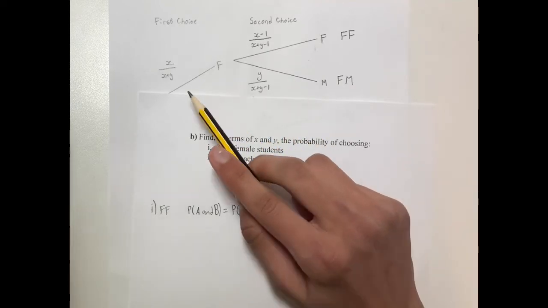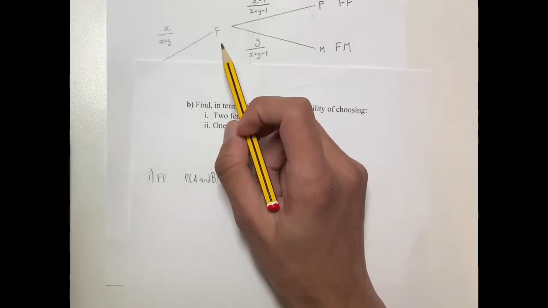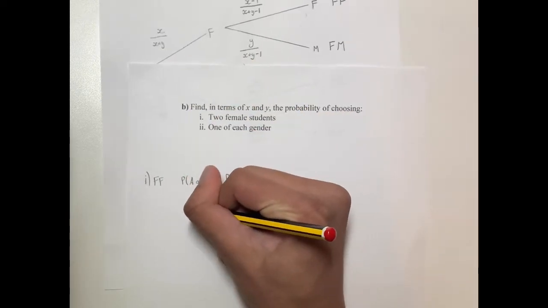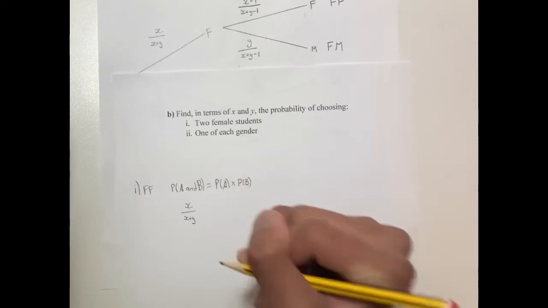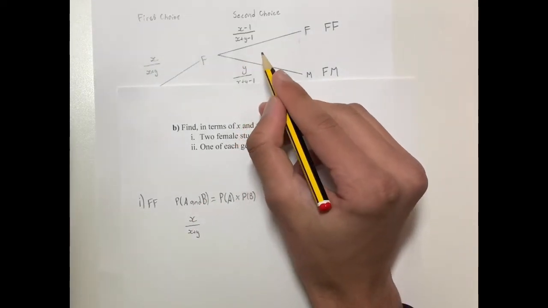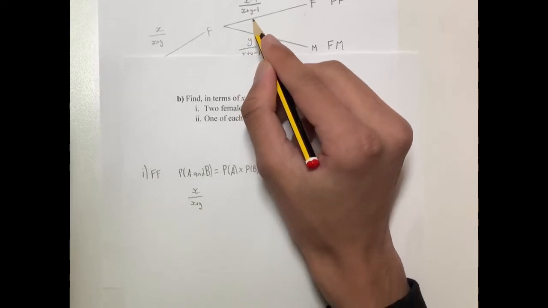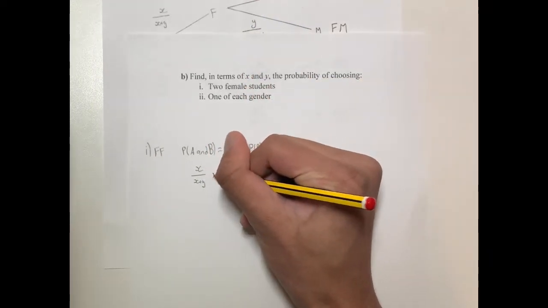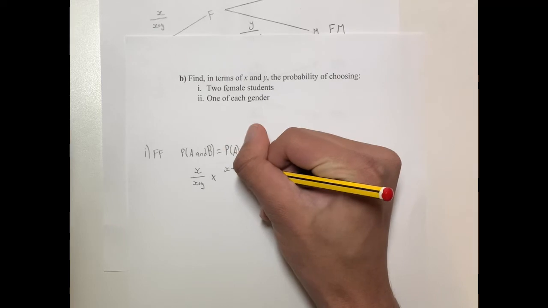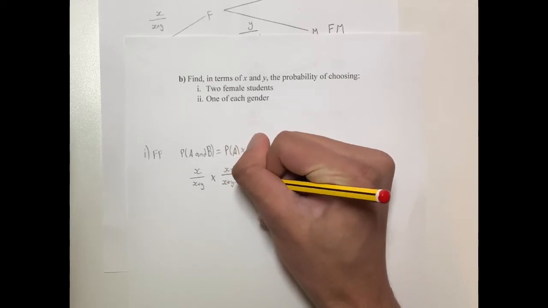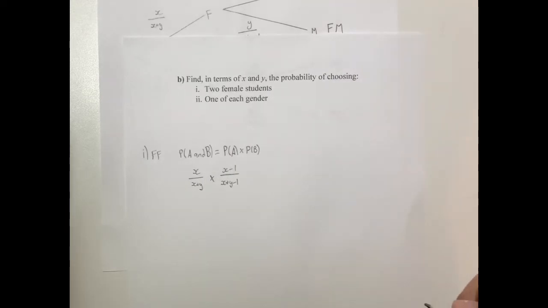The probability of choosing a female student in the first choice is x over x plus y, and the probability of choosing a female student on the second choice is x minus 1 over x plus y minus 1. And we can multiply this out to get the probability of choosing both of them.